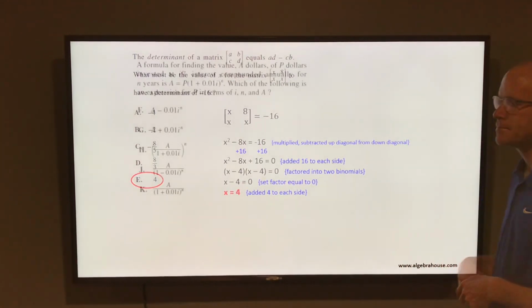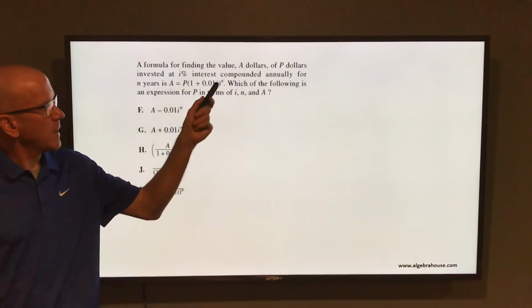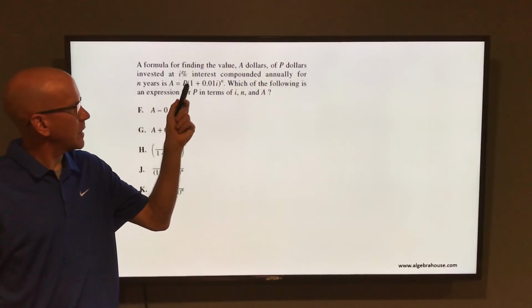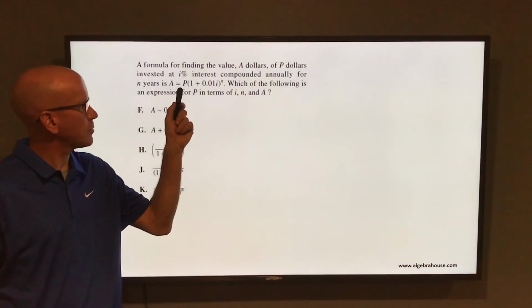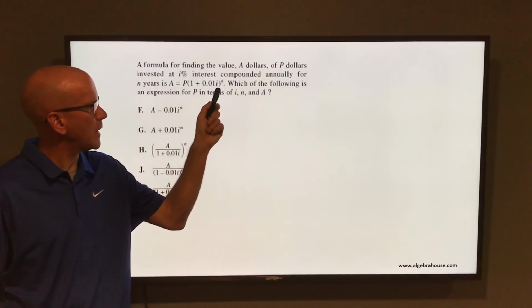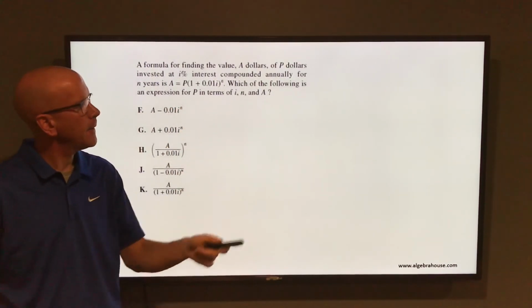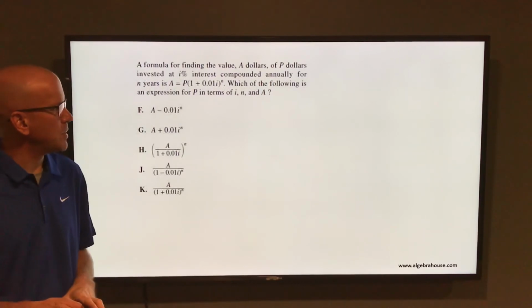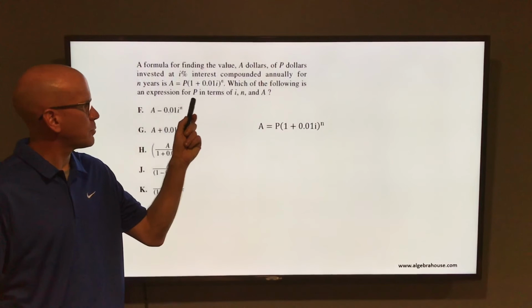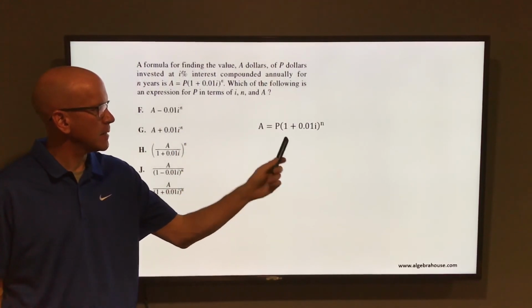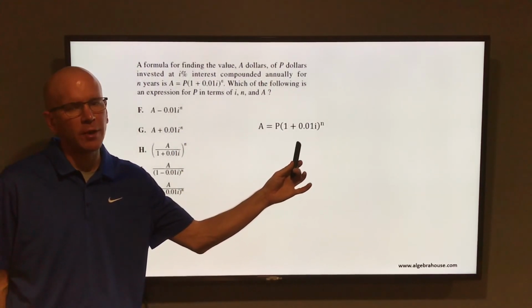Letter E. A formula for finding the value A of P dollars invested at I% interest compounded annually for n years is A equals P times the quantity 1 plus 0.01I to the nth power. Which of the following is an expression for P in terms of I, N, and A? When it says which of the following is an expression for P in terms of I, N, and A, that means you're going to simply solve this equation for P.